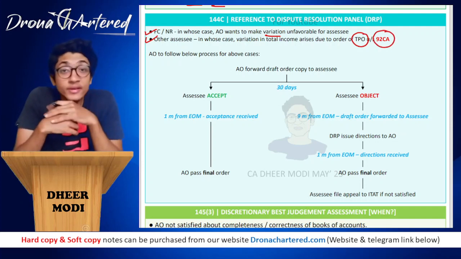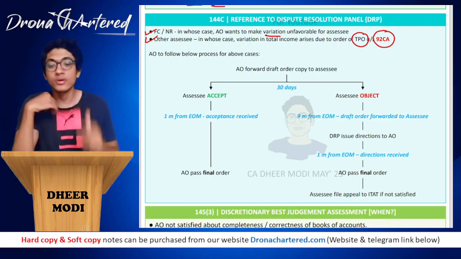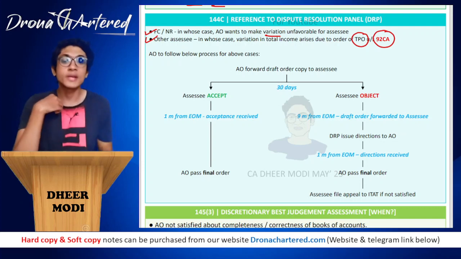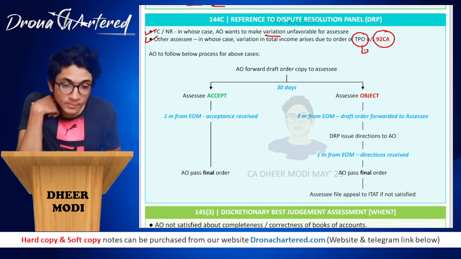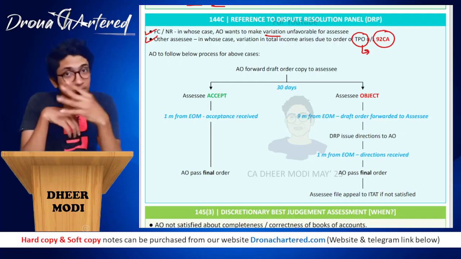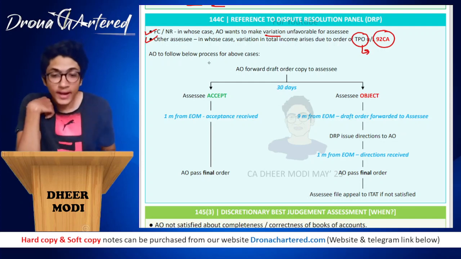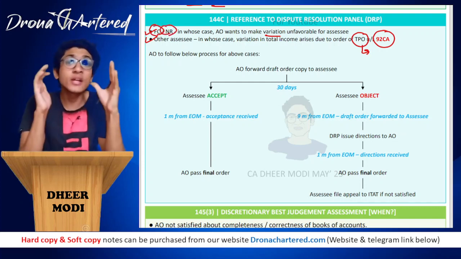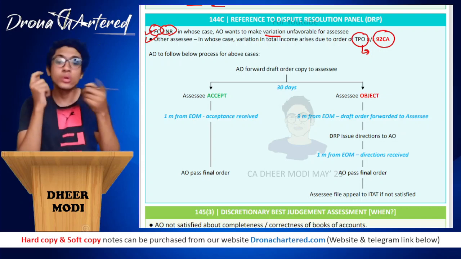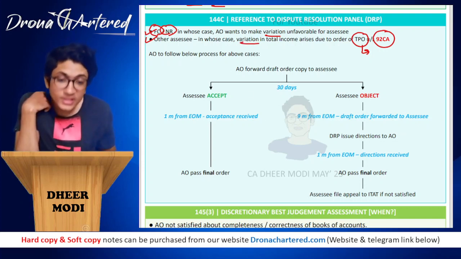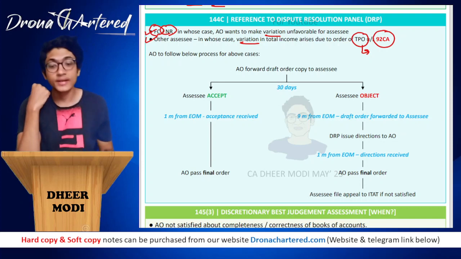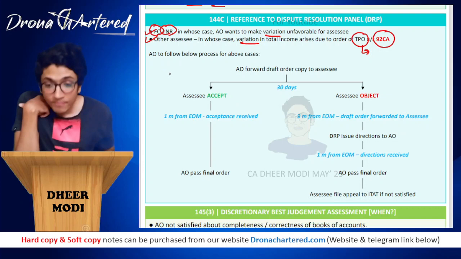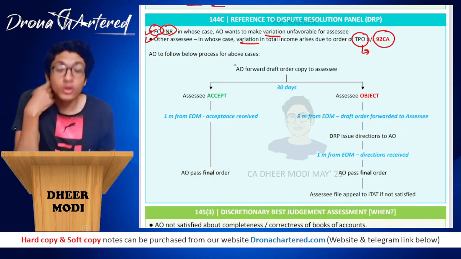So if it is due to the order of your transfer pricing officer, so for other assessees in whose case variation in total income arises due to the order of the TPO. What you have to remember is transfer pricing is of course between your associated enterprises, and so for all your foreign companies and your NR, any unfavorable variation. For all others, only if the variation is due to the order of your TPO under section 92CA, then this section will be applicable, that is your section 144C. AO to follow the below process for the above cases.